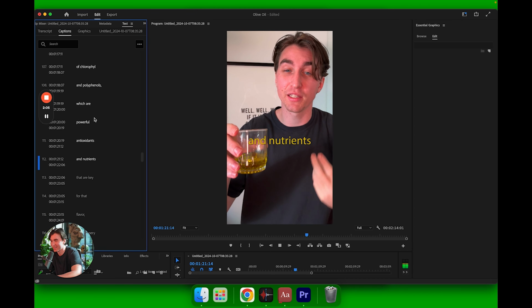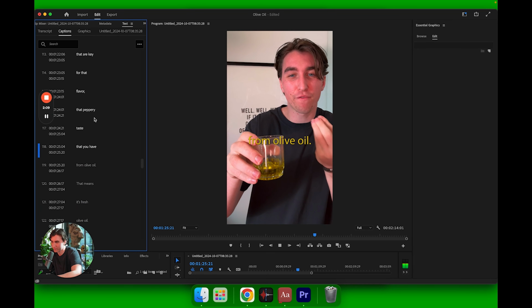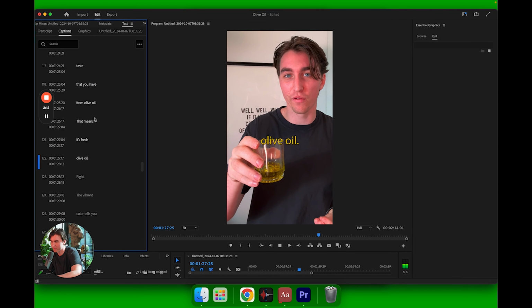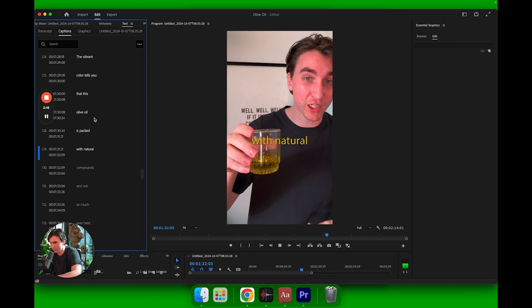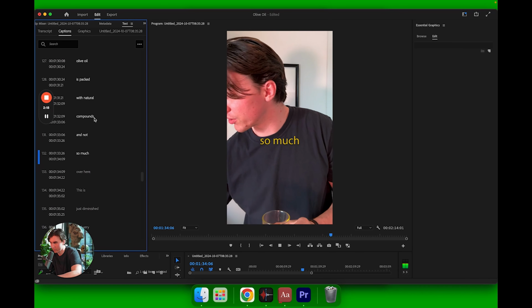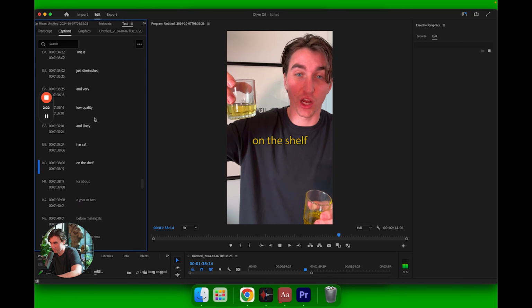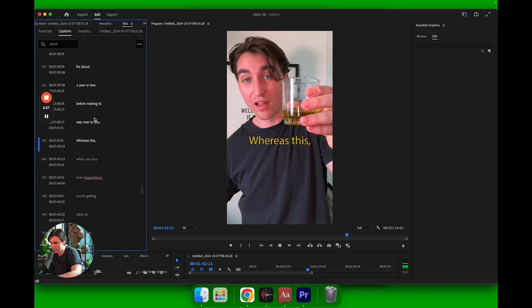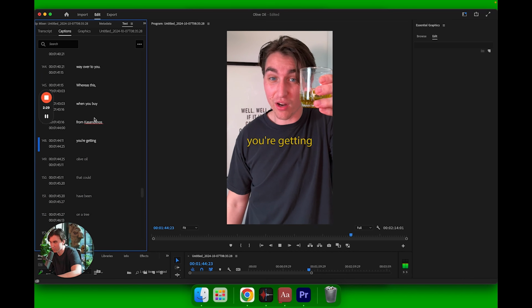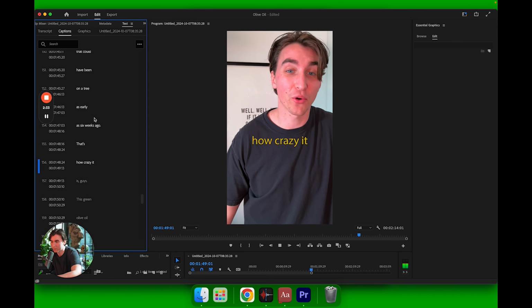Powerful antioxidants and nutrients that are key for that flavor, that peppery taste that you have from olive oil. That means it's fresh olive oil, right? The vibrant color tells you that this olive oil is packed with natural compounds, and not so much over here. This is just diminished and very low quality, and likely has sat on the shelf for about a year or two before making its way over to you. Whereas this, when you buy from Casandrinos, you're getting olive oil that could have been on a tree as early as 6 weeks ago. That's how crazy it is.